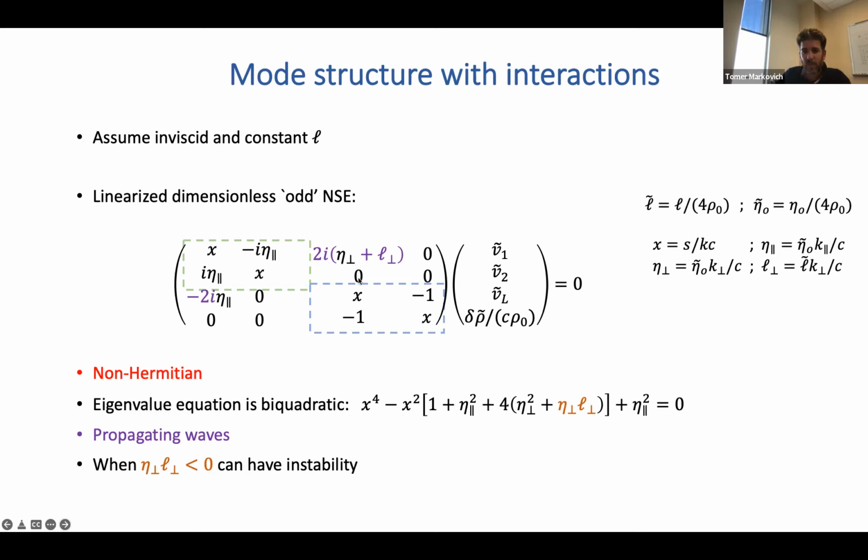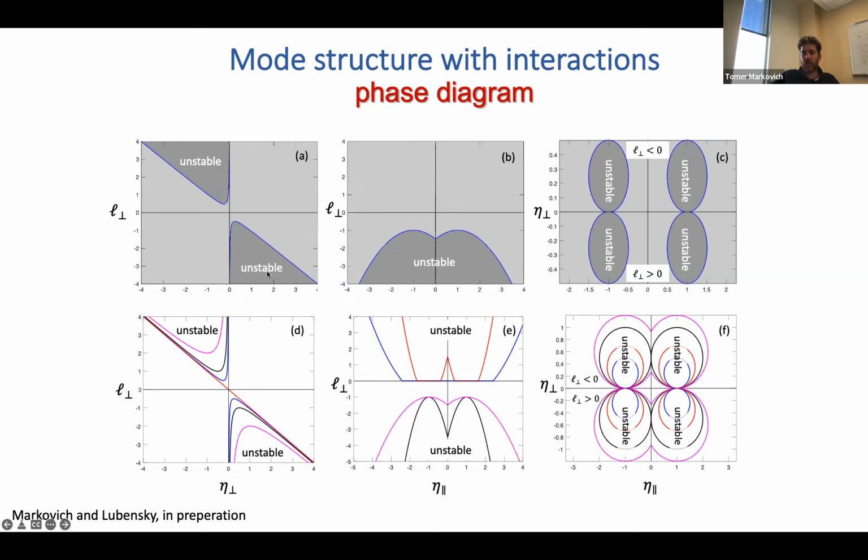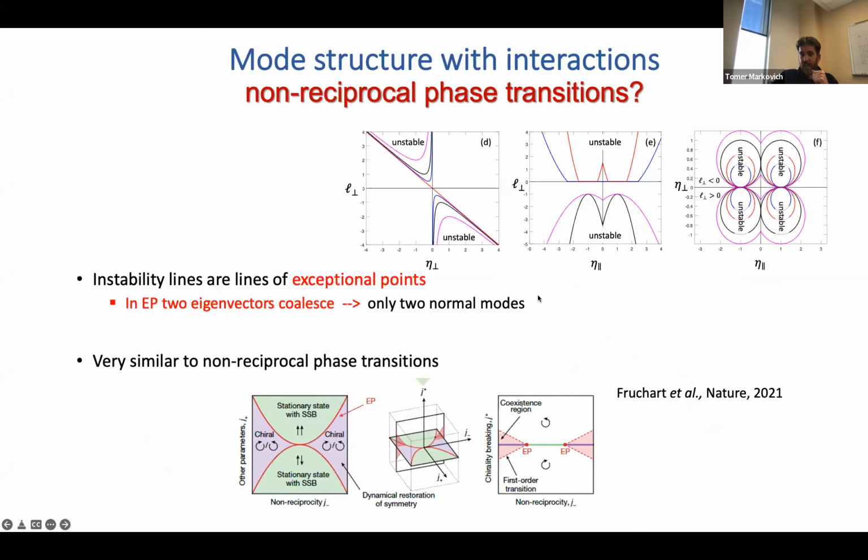So I'm going fast because my time is up. You can draw analytically the phase diagram, and you have regions of unstable modes, the modes that grow, and you have regions in which you have 4 waves propagating if it's inviscid. And what's very, very interesting is that those lines are lines of what are called exceptional points. So those are points in which we lose eigenvectors. 2 eigenvectors coalesce and become 1. So instead of 4 eigenmodes, we will have only 2.